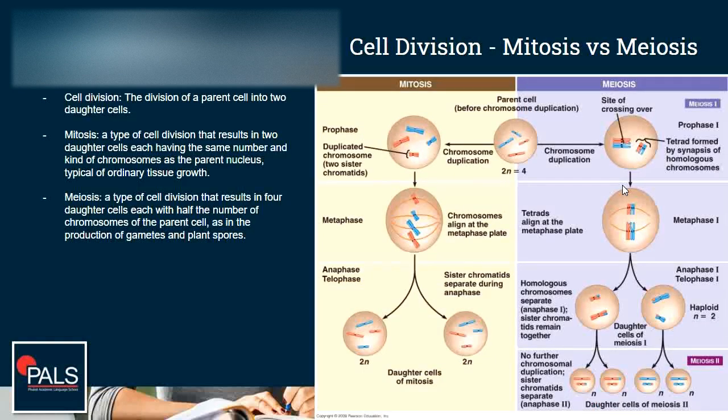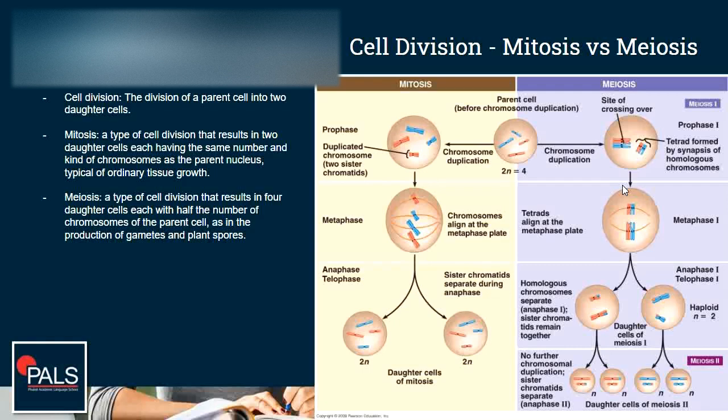Okay, cell division, mitosis and meiosis. First of all, cell division is the process by which a cell or a parent cell divides usually into two daughter cells. These two daughter cells form in mitosis and meiosis as well. Meiosis, we have two divisions leading to four daughter cells, but step by step. So mitosis is a type of cell division that results in two daughter cells, each having the same number and same kind of chromosomes as the parent nucleus.